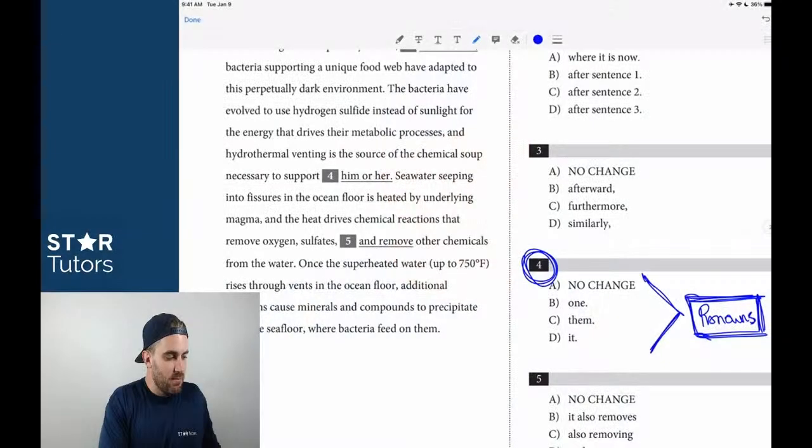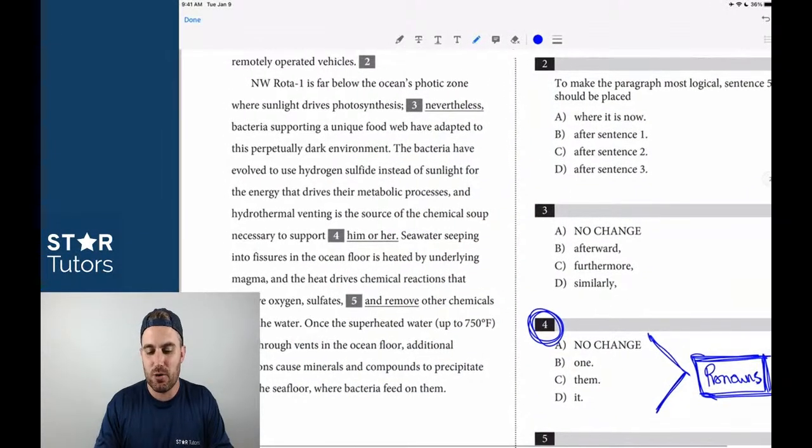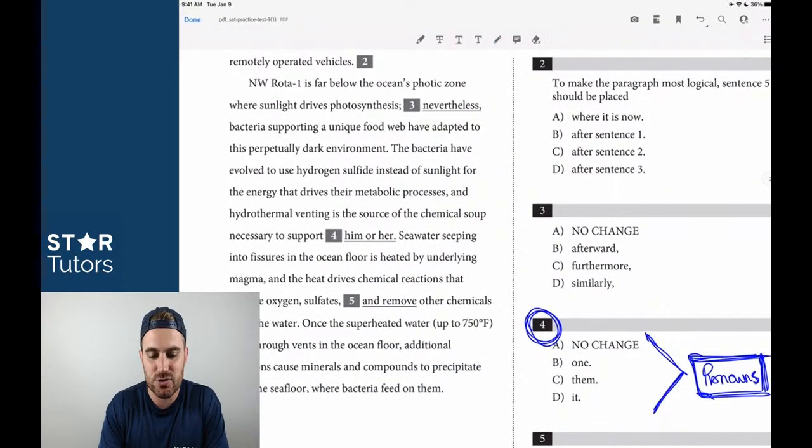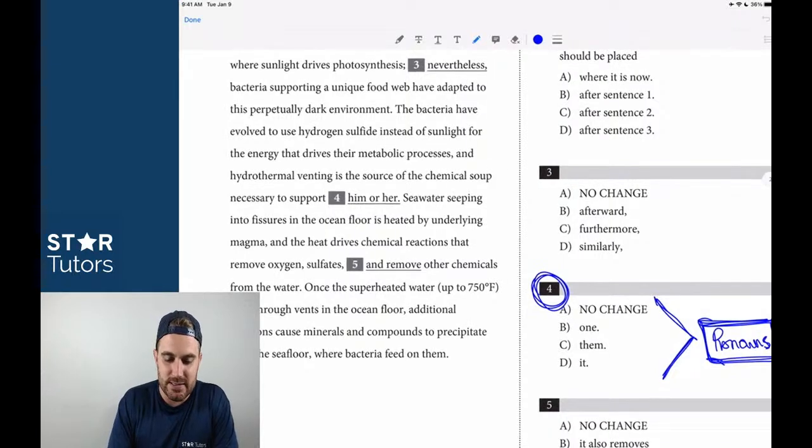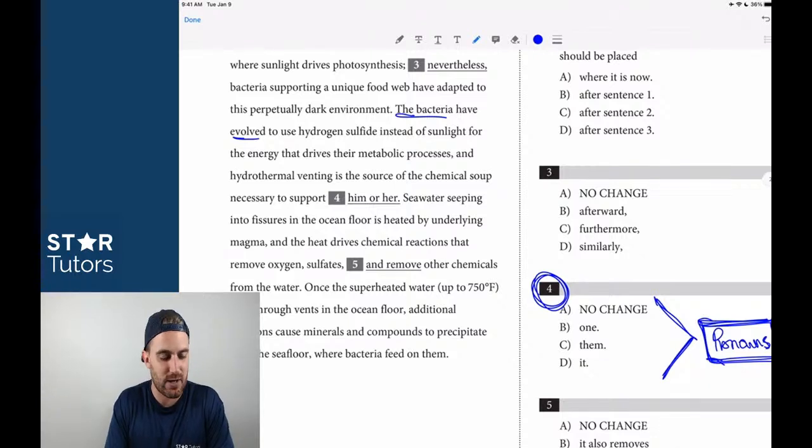All right, so let's go back and just ask ourselves, if all of these are pronouns and I can identify that quickly within the answer choices, let me see what it replaces. Okay, so let's go back and read. The bacteria have evolved to use hydrogen sulfide instead of sunlight for the energy that drives their metabolic processes.